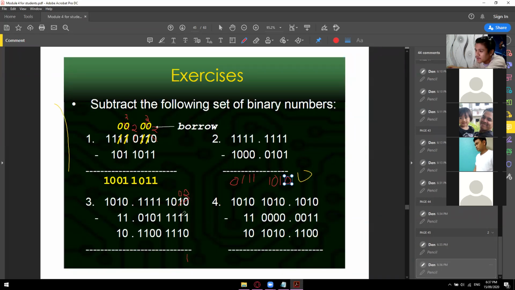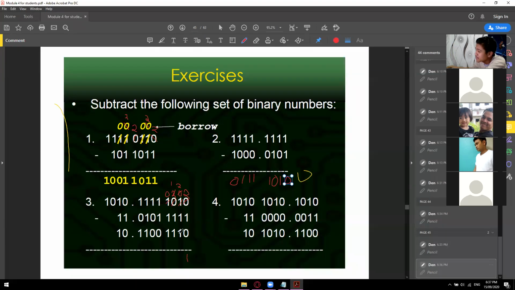Okay. So, 0 minus 1? Cannot be. Cannot be ulit, sir. We have to borrow. Pero bago tayo makahiram, dapat tong 0 na to is makahiram muna dito. So, 1 will become 0. 0 will become 2. So, balikan natin to. 0 minus 1 cannot be. So, we have to borrow to this 1. So, this 2 will become 1. 0 will become 2. So, 2 minus 1 is 1.